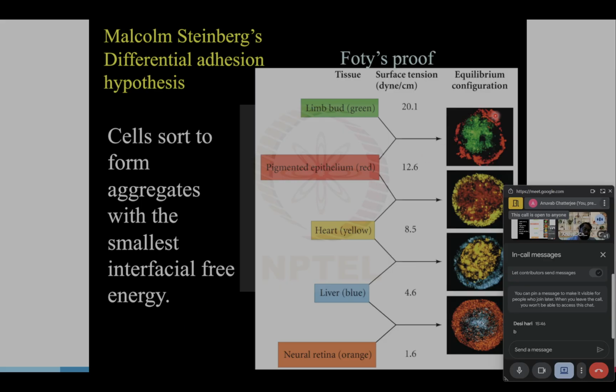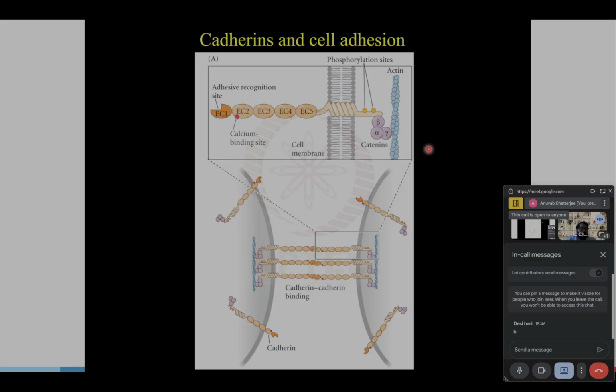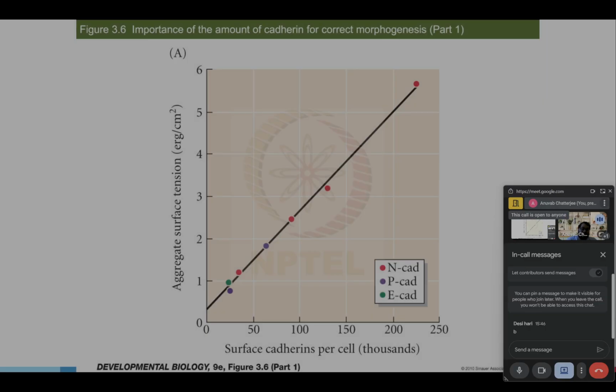So essentially allowing the cells with the highest surface tension to go inward while the lowest ones stay outward. And why does this happen? This happens because of different amounts of cadherins present on their surface. This is shown right here, one of the experiments that was done.